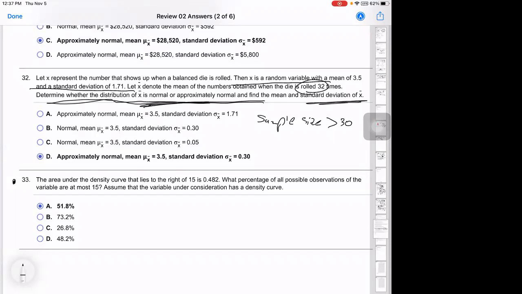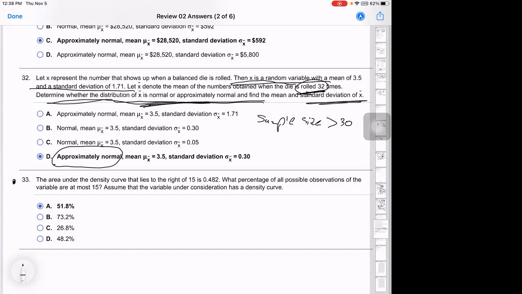You can approximate that. Your X bar is approximately normal. In this case you can see that X is a random variable. They haven't mentioned whether it is normally distributed or not, but the sample size is 32, which means greater than 30. So you can say your X bar is approximately normal.